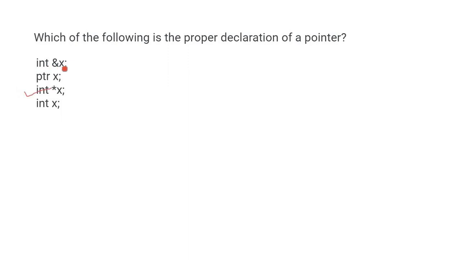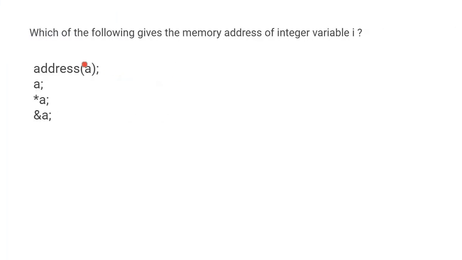See, the first one, int ampersand x, we have not studied this yet. ptrx is definitely not a correct way because you need to have a data type. Int x is a way in which we describe variables and not pointers. Int star x means x is a pointer to a variable of integer type. Alright, moving on.